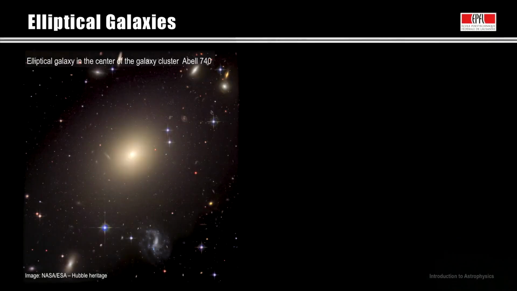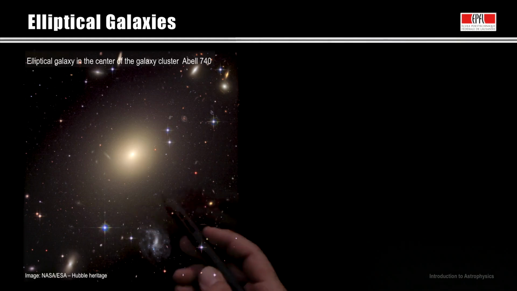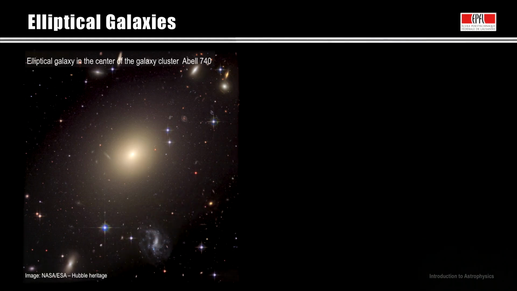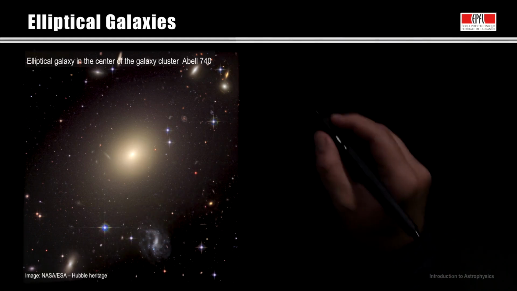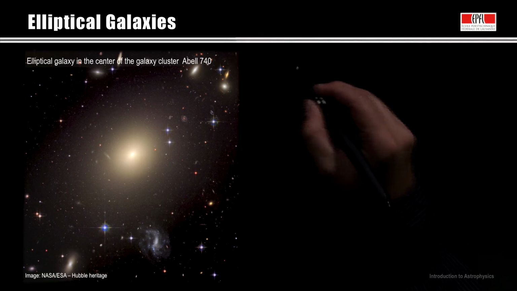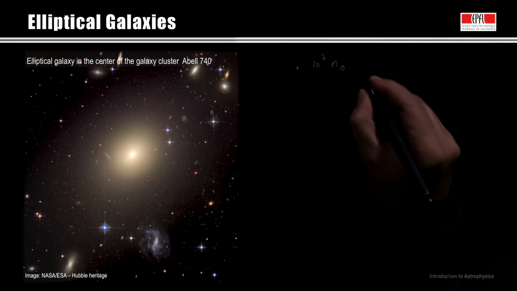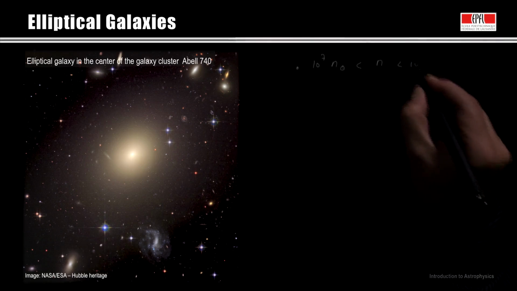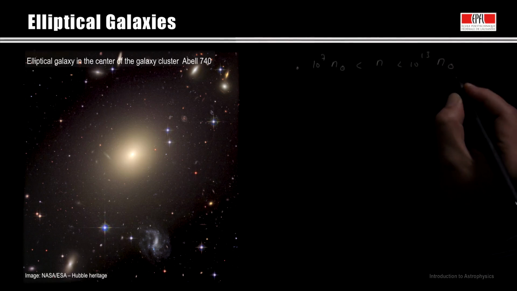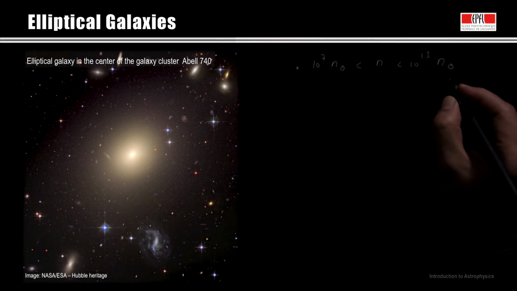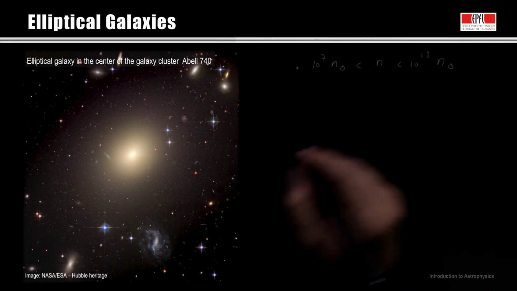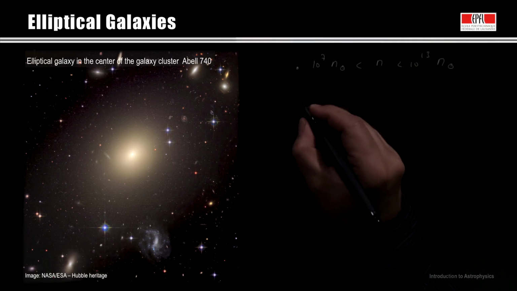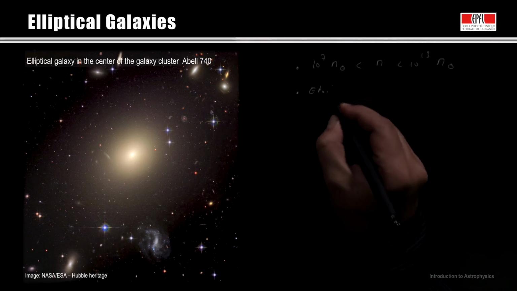Let's look in detail at the various types of galaxies. Starting with the elliptical galaxies, one could be seen here, in the center of a galaxy cluster. Quite often, elliptical galaxies lie in the center of a cluster, but not always. What is the mass range of the elliptical galaxies? Typically 10^7 solar masses for the less massive, up to 10^13 solar masses for the most massive galaxies. The most massive elliptical galaxies often, but not always, lie in the center of a galaxy cluster.